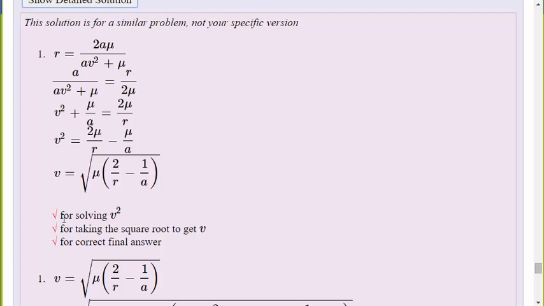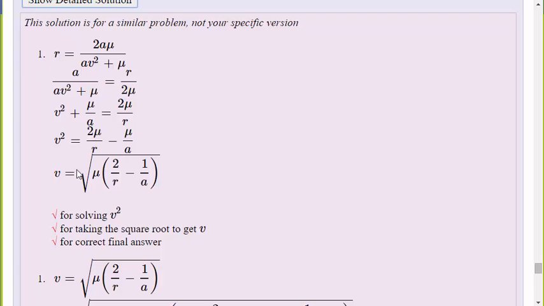I just want to show you what I gave marks for. The first mark went for just getting v squared on its own. The next mark goes for taking the square root on both sides, because once I get v squared on its own, I take the square root on both sides. And now, why didn't I have a negative in there?